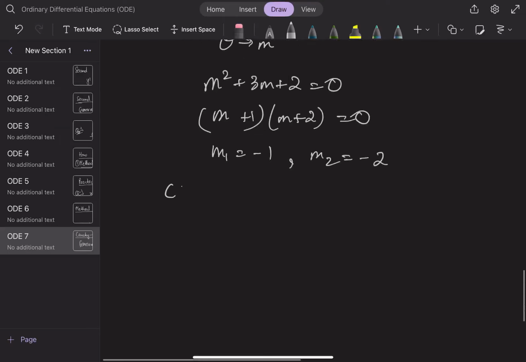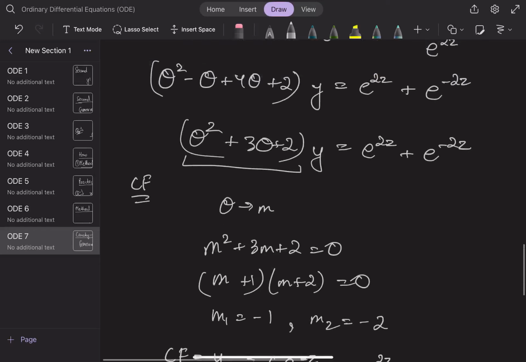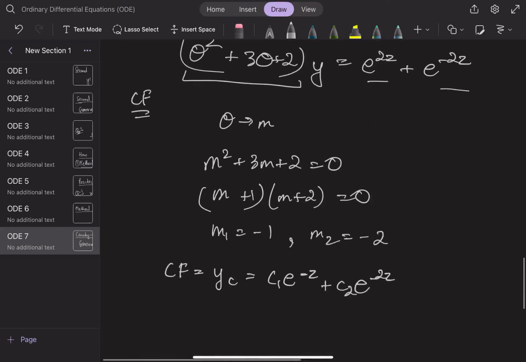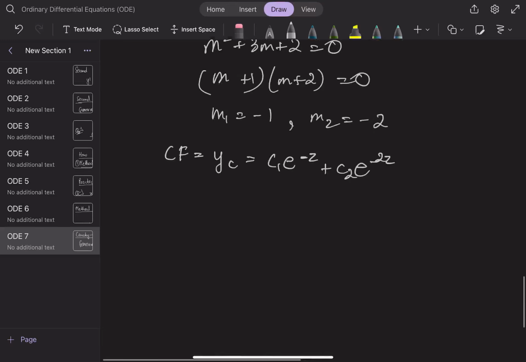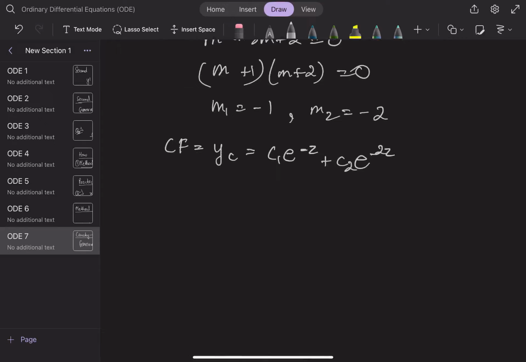So your CF or your YC becomes C1 e raised to minus z plus C2 e raised to minus 2z. Remember guys, your equation now is in z. So do not write x over here, make sure it is z. In the end, we will change z to ln x as we cannot leave the answer in z.